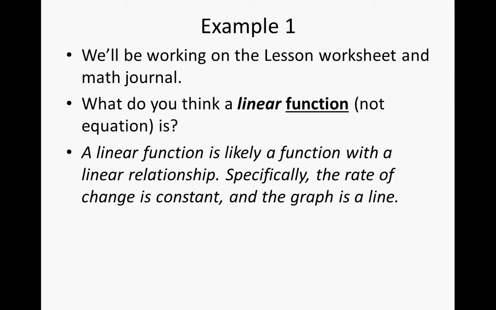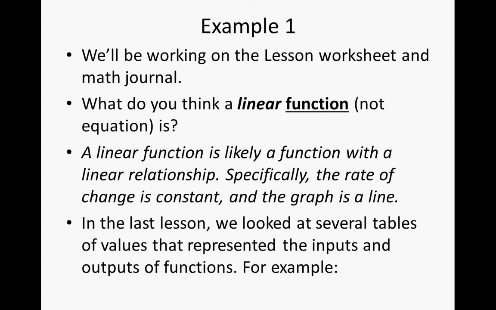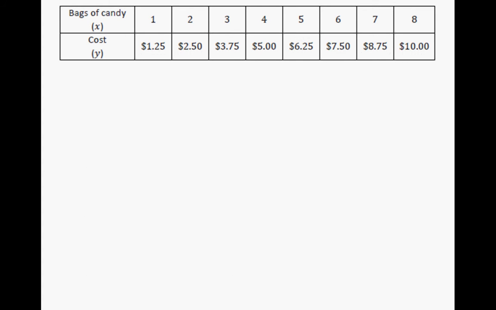Well, a linear function is likely a function with a linear relationship. Specifically, the rate of change is constant and the graph is a line. In the last lesson, we looked at several tables of values that represented the inputs and outputs of functions. For example, we have bags of candy and a cost. For one bag of candy, it costs $1.25. 2 bags is $2.25, and so on.